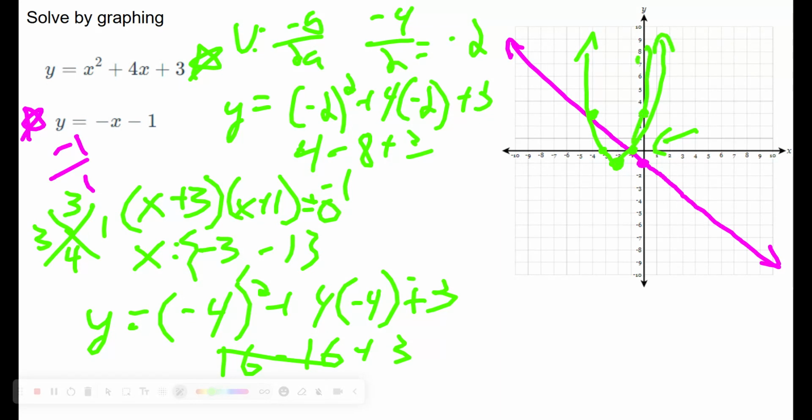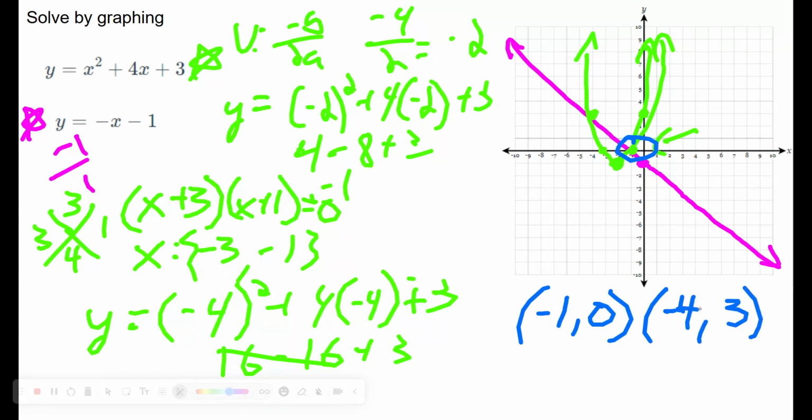Those would be here. Okay, so my solutions for this problem are at, looks like the x-intercept there, negative 1, comma 0, as well as negative 4, comma 3. So we're just graphing and finding where those points intersect. Let's go to another example.